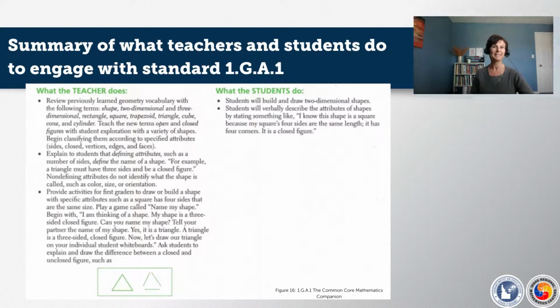In summary, as teachers, we are providing opportunities for students to meaningfully engage with geometric vocabulary. We are creating situations where students explore and discover defining properties of shapes. We are also providing opportunities to create and build shapes based on those defining attributes. Students are composing shapes, and they're using geometric vocabulary to specifically describe and have discussions about shapes.